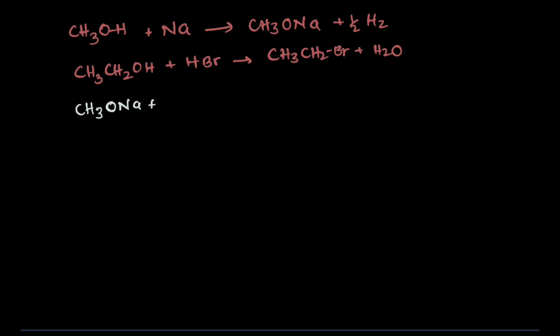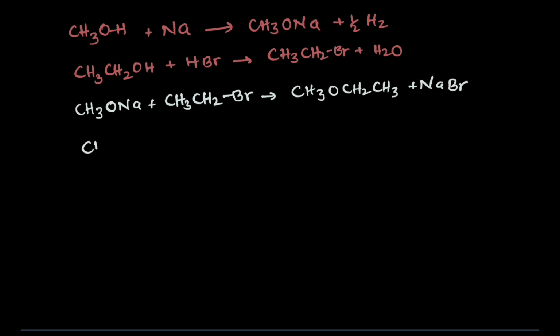Just observe here. So sodium methoxide plus ethyl bromide. In this, sodium plus bromine forms sodium bromide as a byproduct, and methoxyethane is the main product. That is the IUPAC name, common name ethyl methyl ether.